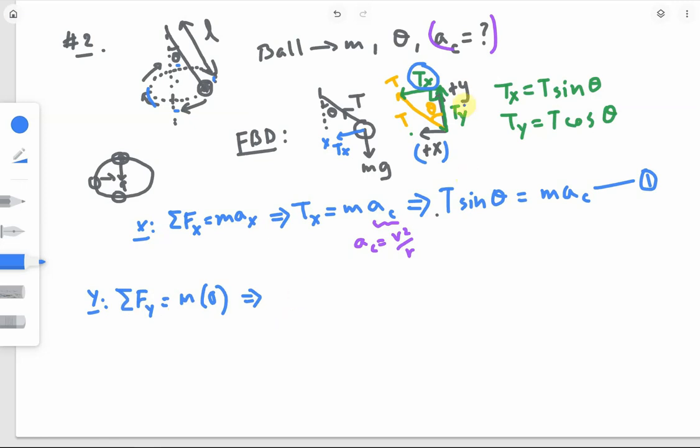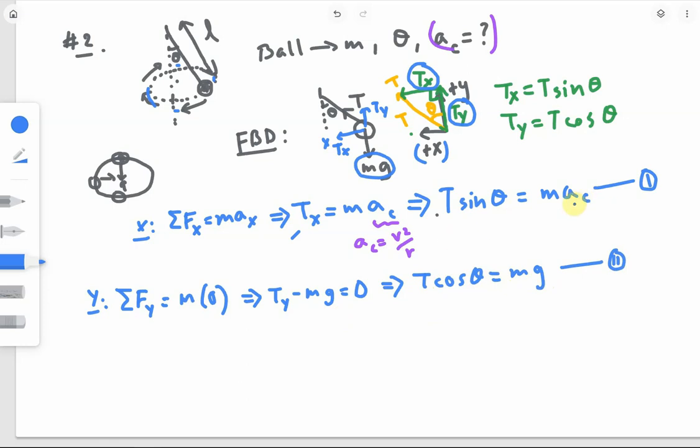So what are the forces in the y direction? Ty and mg. So if this is Ty, it is balanced out by the weight of the ball. So Ty in the positive direction minus mg in the negative direction is equal to 0. Ty is nothing but T cosine theta, and that is equal to mg, right? Let's call this equation 2.